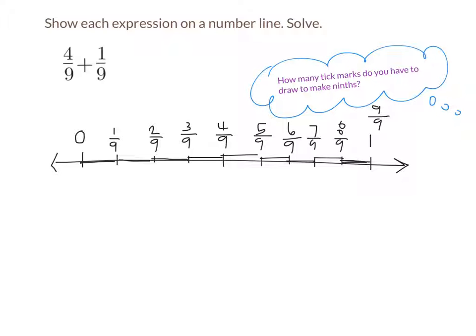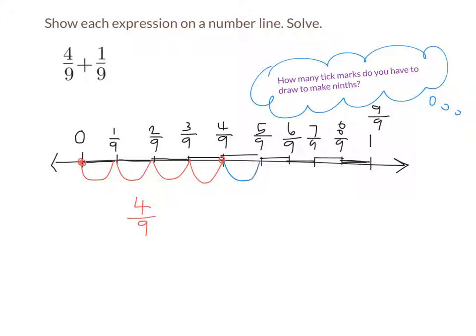Now, this problem's asking me to start with 4/9. So if I have 4/9, I always start at 0 because I don't have anything when I begin. And I'm going to travel 1/9, 2/9, 3/9, and 4/9. Doesn't it make sense that after I get to 4/9, I'm at 4/9? Okay, so over here, this is 4/9. And then it's telling me to add 1 more 9th. So I'm going to travel 1 more 9th.